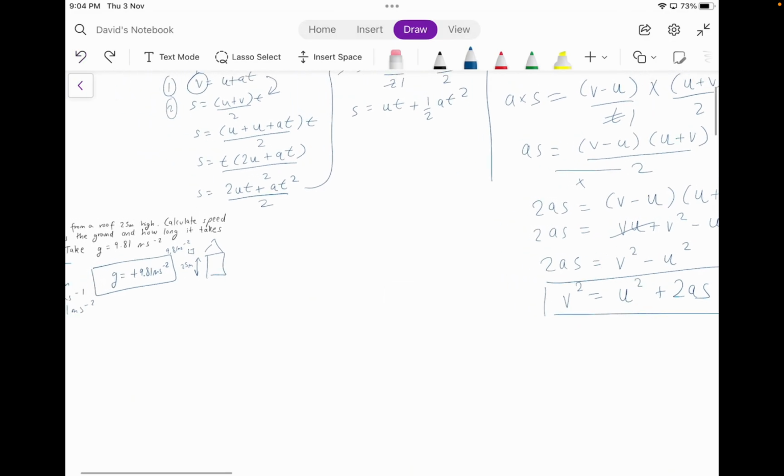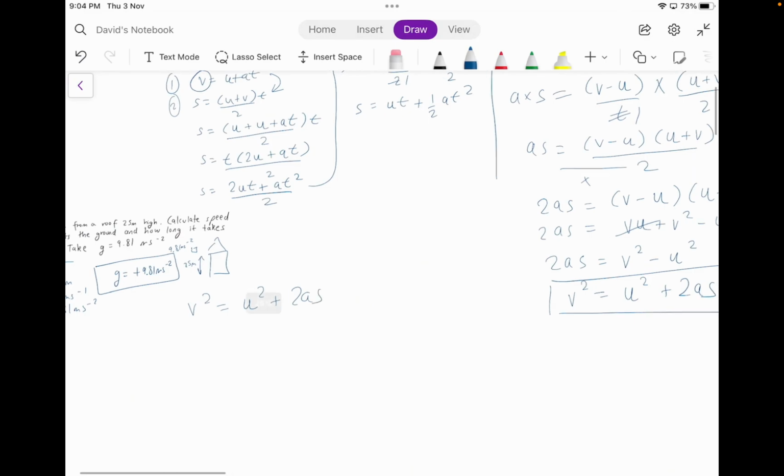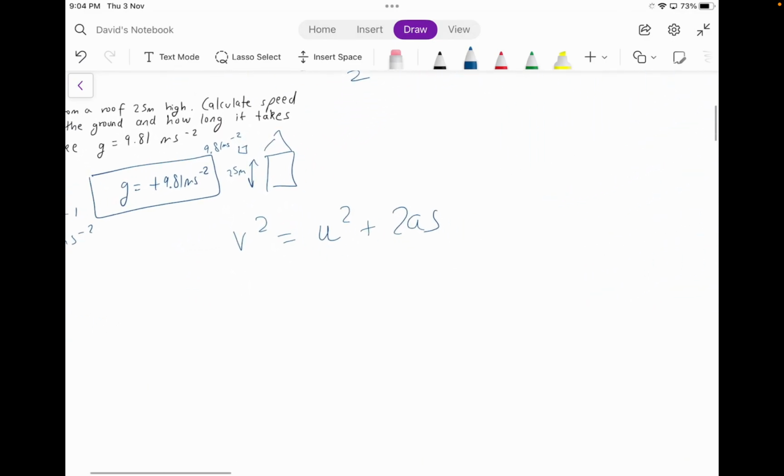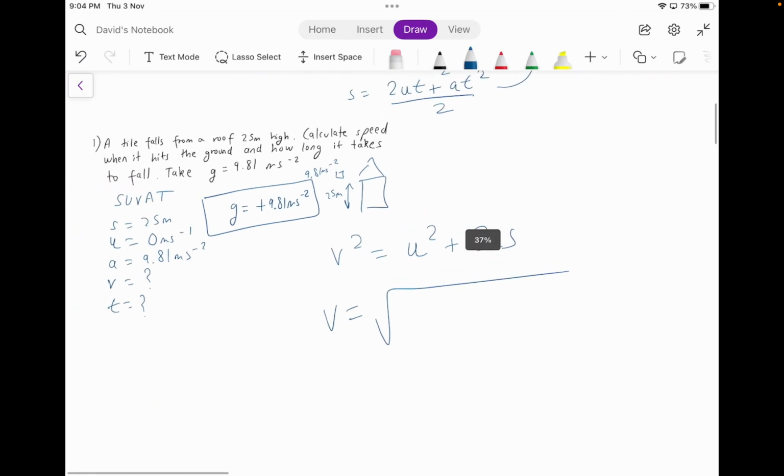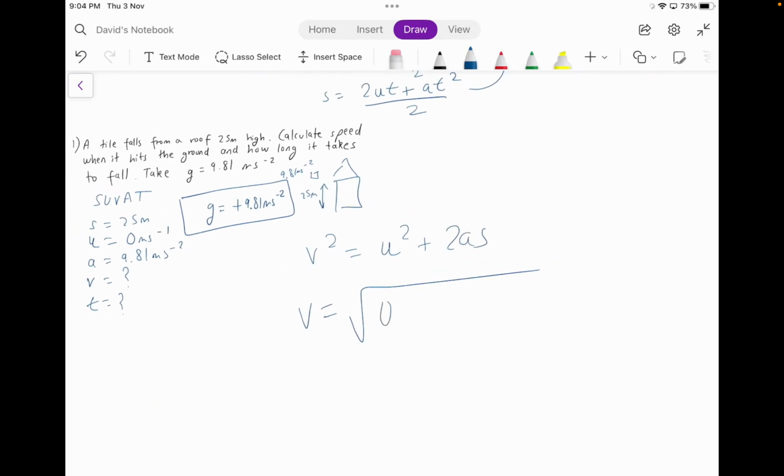So we can easily use v squared is equivalent to u squared plus 2as and rearrange this equation to find out what v is. So v is going to be the square root of u squared, in this case just 0 squared, plus 2 multiplied by acceleration, which is going to be 9.81, times the distance, which is going to be 25.